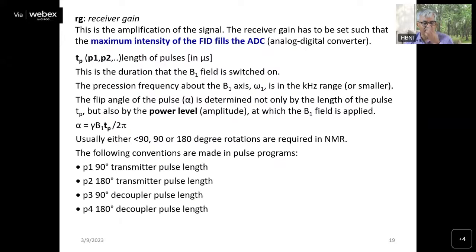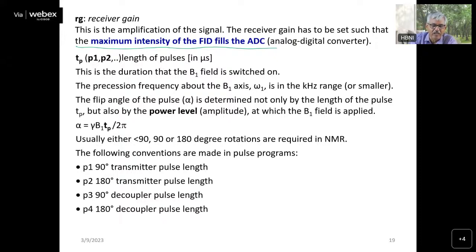Now RG: your signal will come to the receiver and be amplified, and how much it is amplified is also restricted. The receiver gain has to be set such that the maximum intensity of the FID fills the ADC. If the maximum intensity is not filling the ADC, then probably the smaller signals may be lost. That is a very important thing, and nowadays it is done automatically by most instruments. You give the command RGA, and it will set your receiver gain.